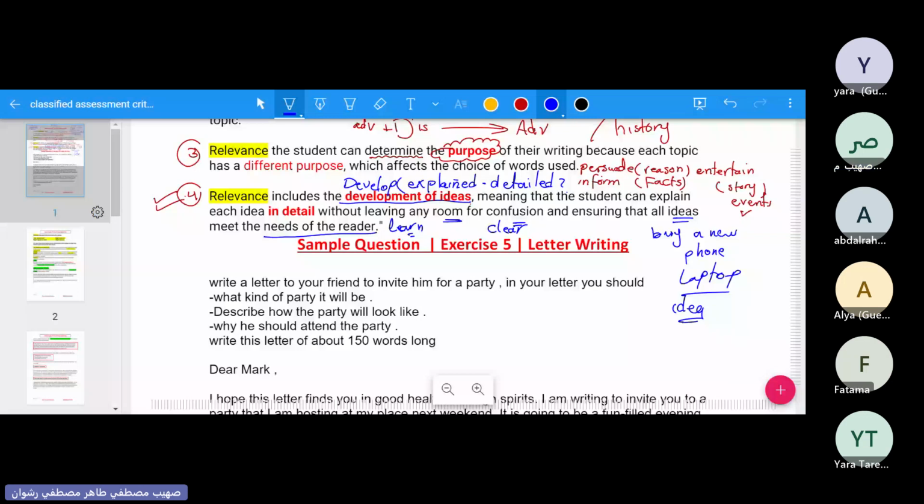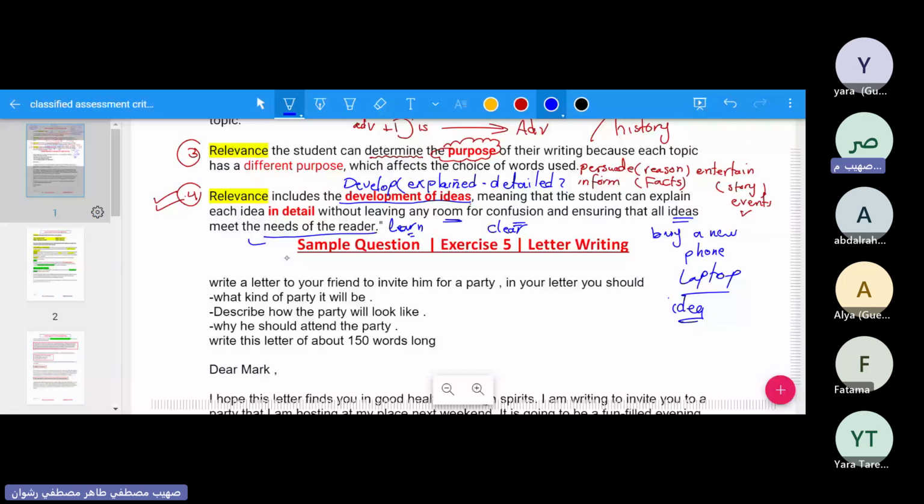All details must be included to meet the needs of the reader. Okay, development of ideas is very important. Don't leave any idea without it.